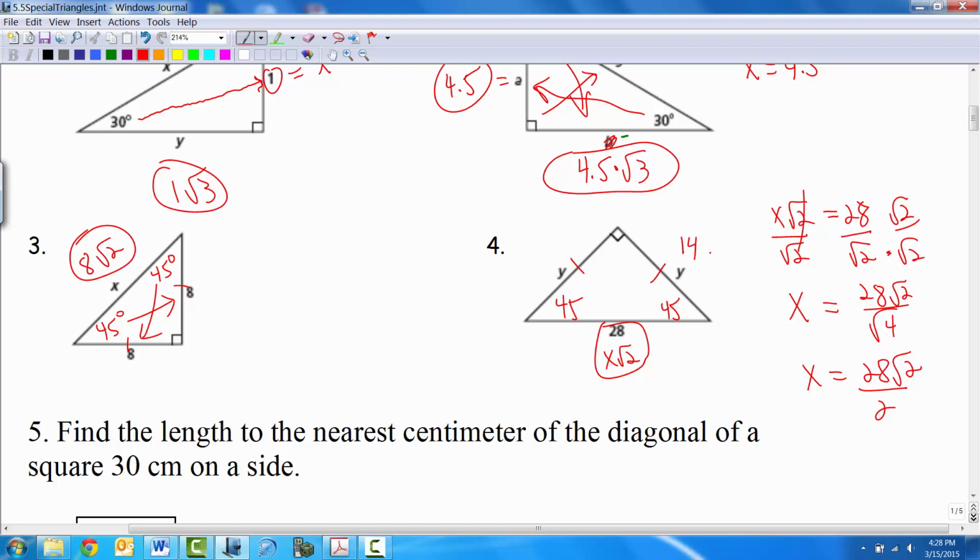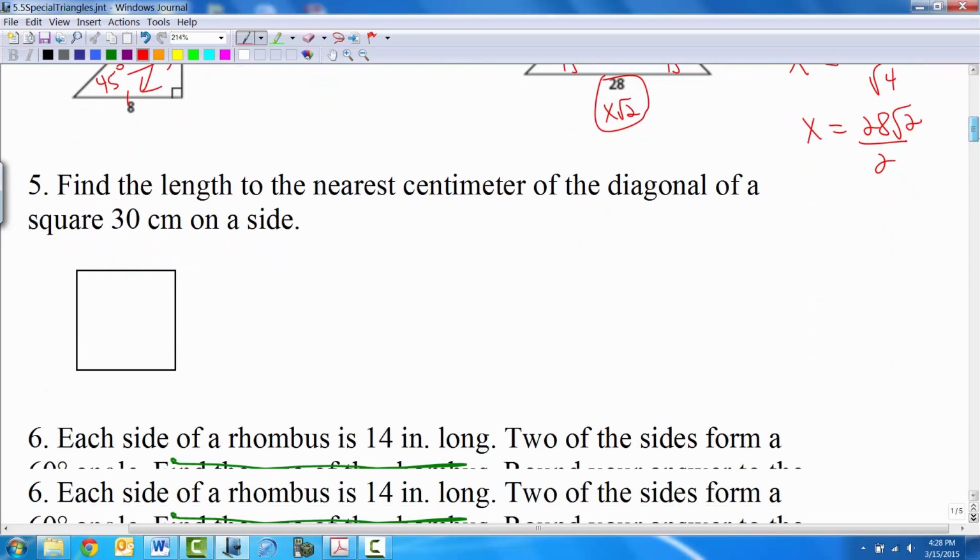Okay, because that's what x is, and this represents what the x side is, compared to knowing that this is the x root 2 side. And this is smaller than 28. If you would have solved through the Pythagorean theorem, you would have got 14 root 2 for y. So it would have worked. All right, let's keep plugging away.